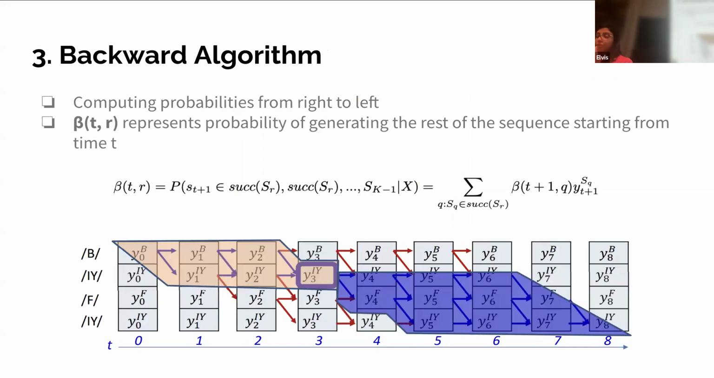After calculating the left to right forward probabilities, we introduce the backward algorithm. This is just the reverse. We compute probabilities right to left. The backward probability beta t comma r represents the probability of generating the rest of the sequence starting from time t. As you can see, this equation defines beta t comma r, that is the probability at time step t for symbol r. It is basically summing over all possible future states, and each transition is weighted by the model's predicted probability.